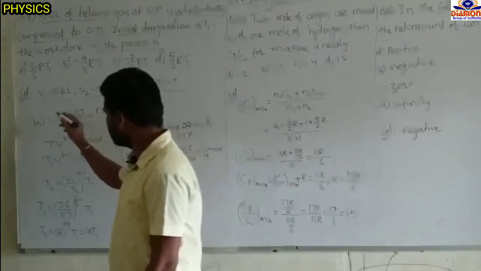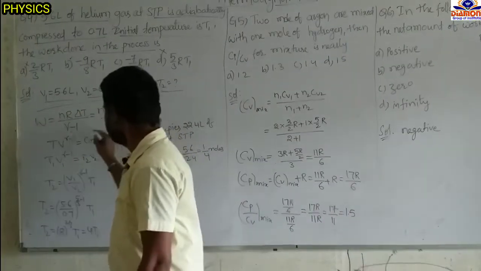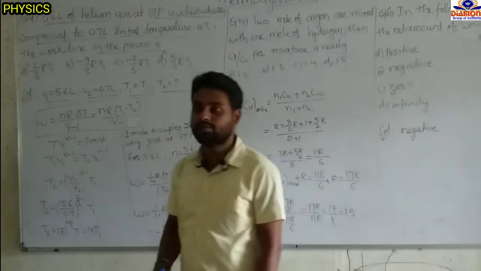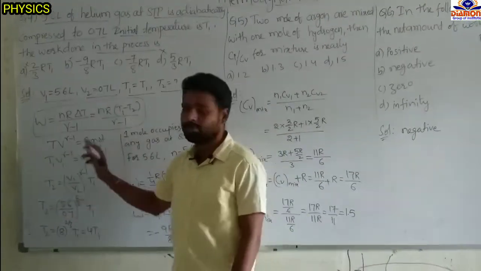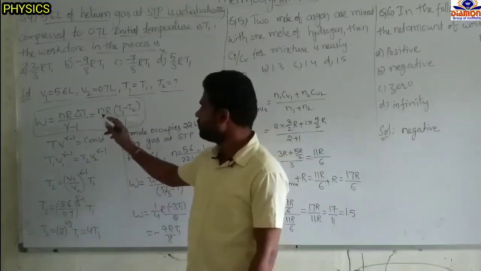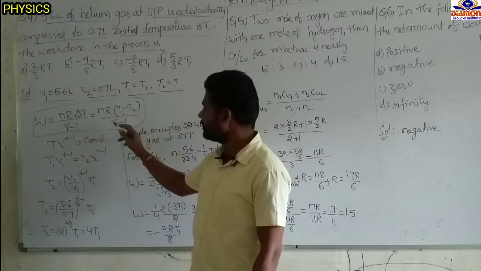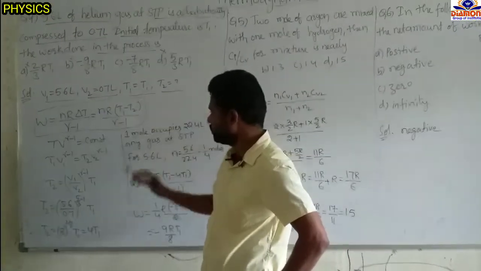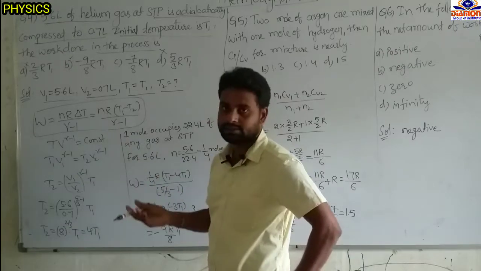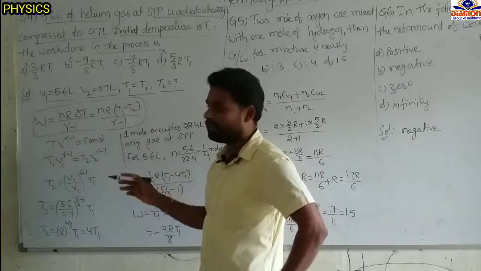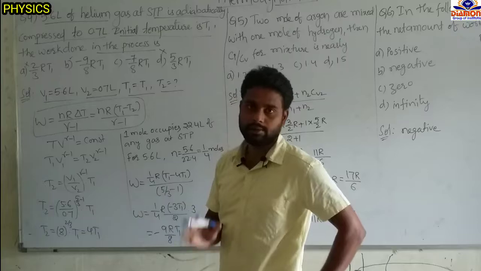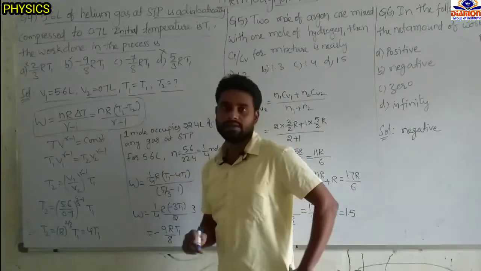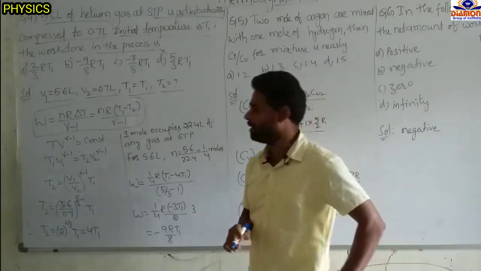So first I am writing the work done formula for the adiabatic process. The work done formula you have to remember: W equal to nR delta T by gamma minus 1. So it is equal to nR (T1 minus T2) by gamma minus 1. Remember, if we write T1 minus T2, then here we will get gamma minus 1. If we write T2 minus T1, we will get 1 minus gamma. Remember that one, don't get confused here. Gamma minus 1, 1 minus gamma.